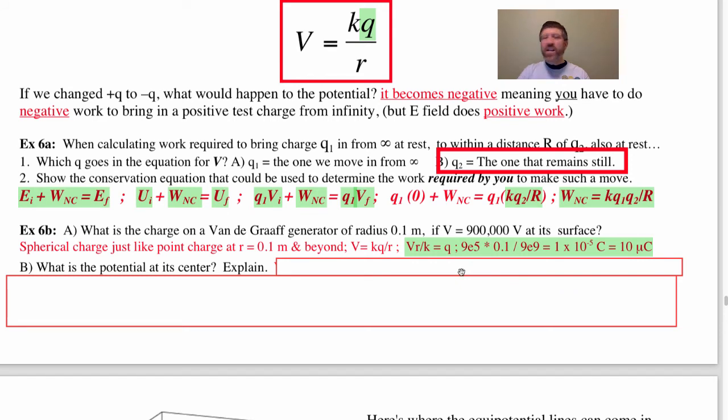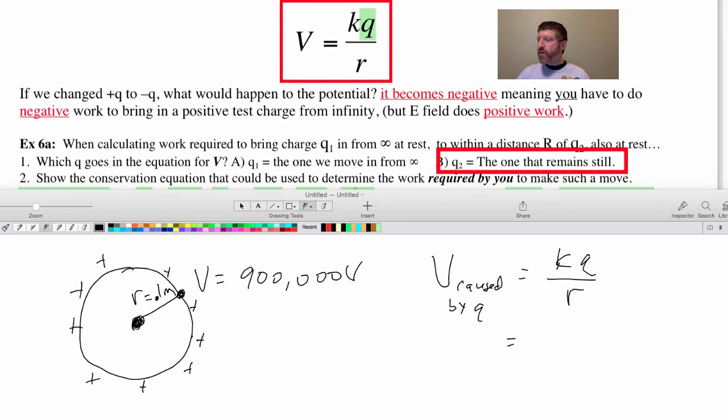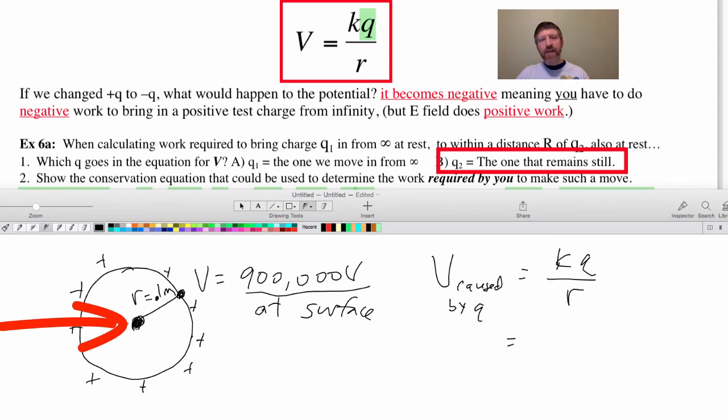What is the potential at the center of the Van de Graaff? So if it's 900,000 volts at the surface, what is the potential right here, literally at the center? Hint, what is the field in here? What's the field inside this conductor? It could be hollow or it could be solid. It doesn't matter because all the charges are on the outside, the E is equal to 0.